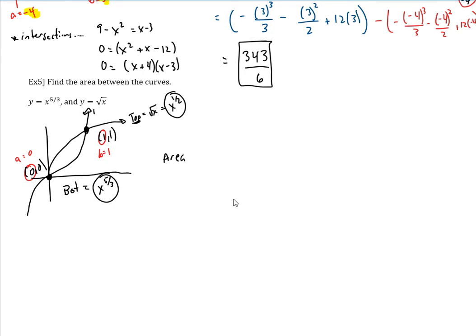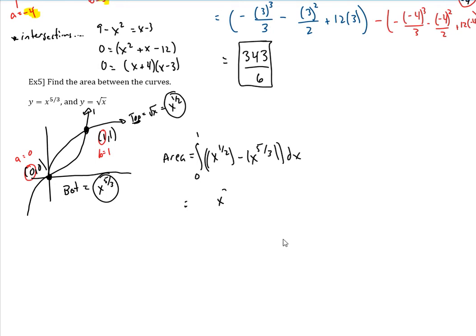Our area then is equal to the integral starting at x equals 0 to x equals 1. Our top is the x to the 1/2 power minus the bottom, the x to the 5/3. And let's put them in parentheses just for good habit, and then just throw the dx at the end like normal. Okay, and then this is ready to go pretty much. Let's just instantly do our integral.